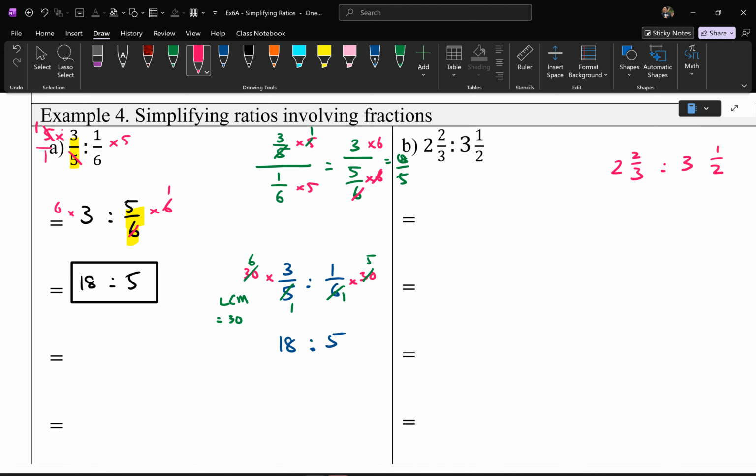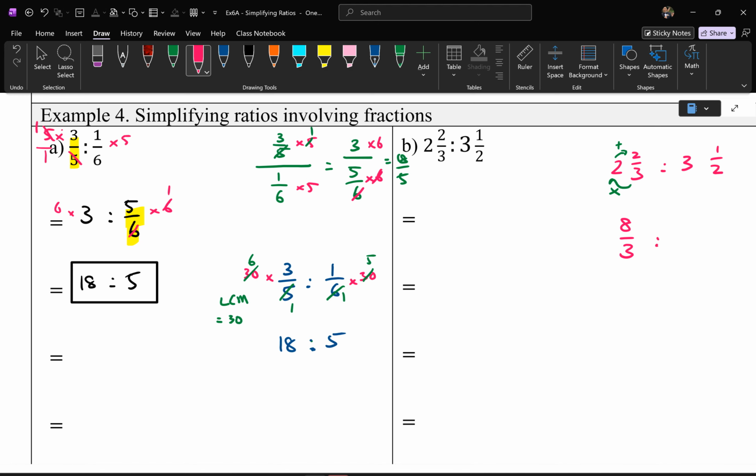3 times 2 plus 2. Very good. 3 times 2 plus 1. Change it to improper first. Okay, so these ones are mixed fractions. Change them so that you have a numerator and a denominator. So here we go, 3 times 2, and then plus the numerator. 3 times 2 is 6. 6 plus 2 is 8. So it'll be 8 over 3 as a fraction. So from mixed fraction to improper fraction.